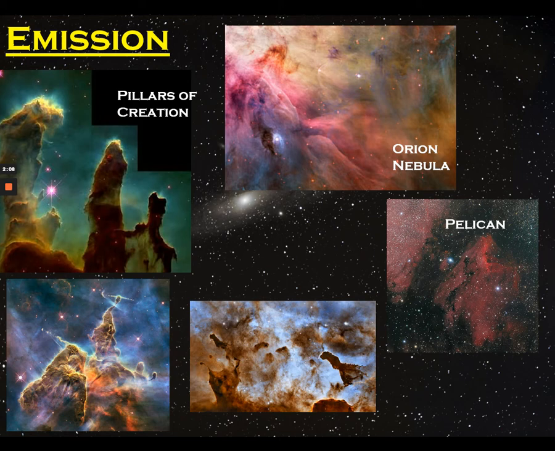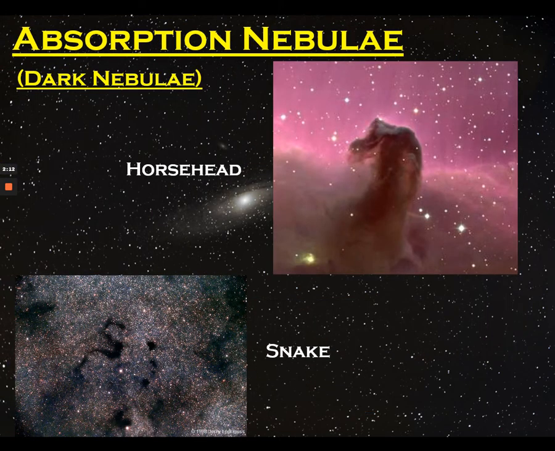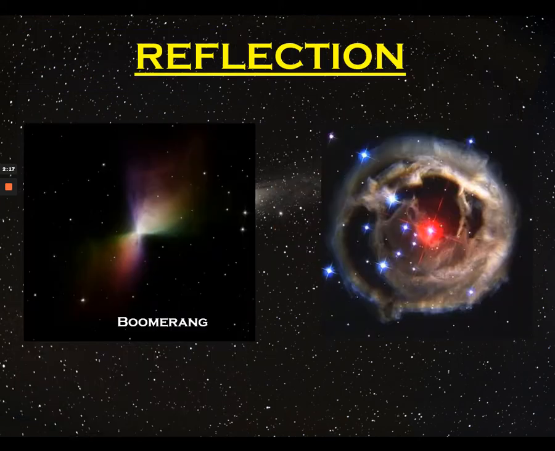Here's some emission nebulae, shine very brightly. Here's some absorption nebulae. Reflection. So those are the three linked with stars starting to form inside there.